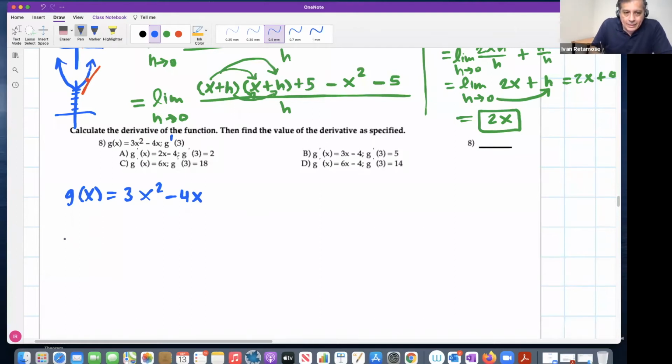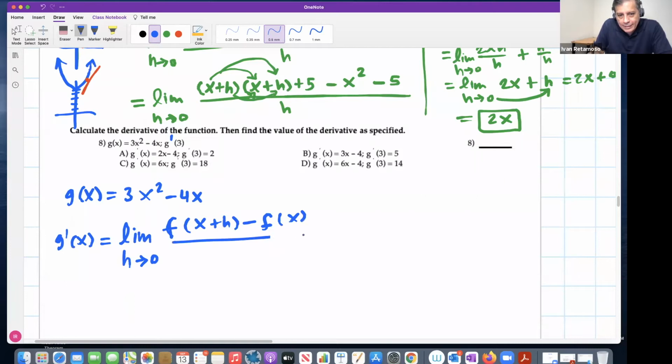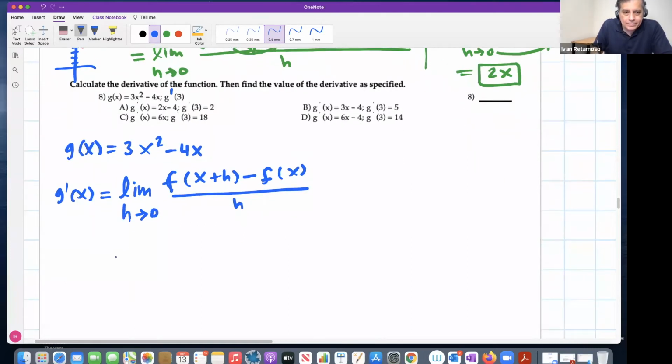So I have to start by saying, okay, g prime of x in general for any value of x will be this limit as h approaches 0 of this function f of x plus h minus f of x over h. This is called the difference quotient. Now, if you do this carefully, it's going to be a lot of algebraic work. I will show you. X plus h plugged into this function will give you this, and I'd rather have this inside brackets so I don't get confused.